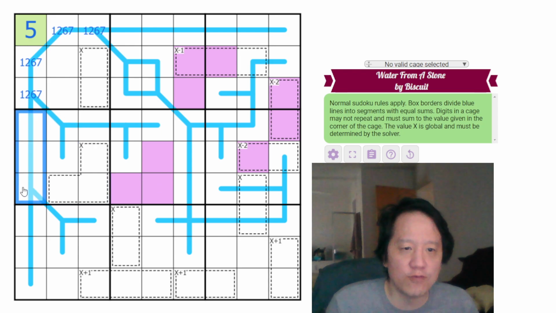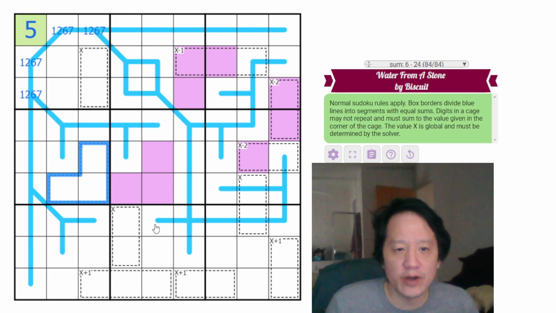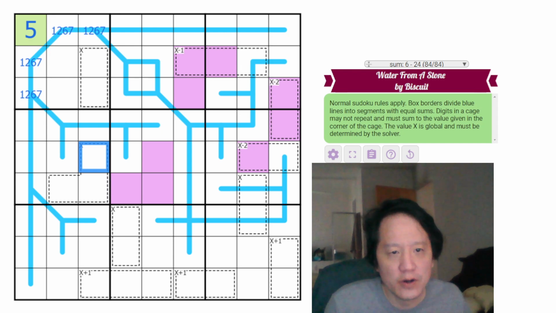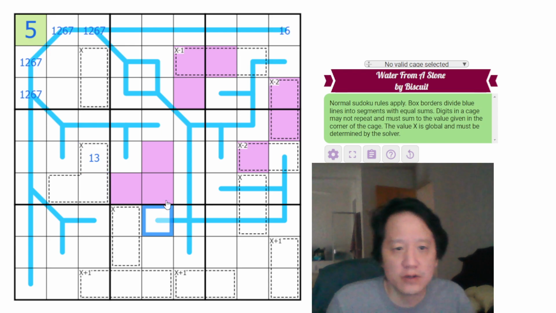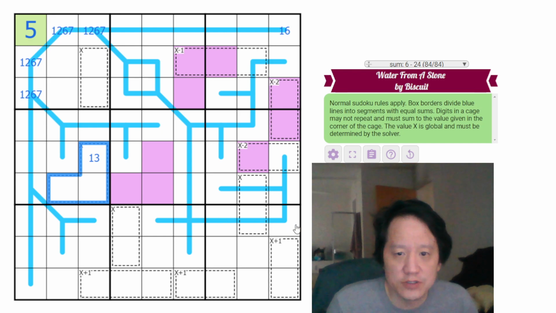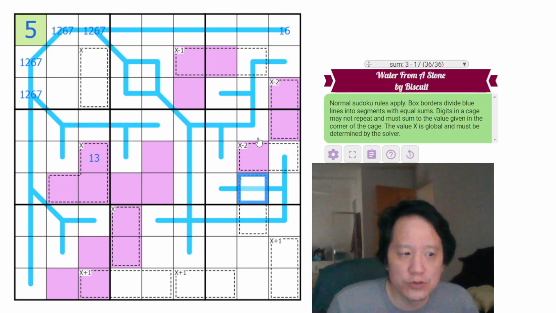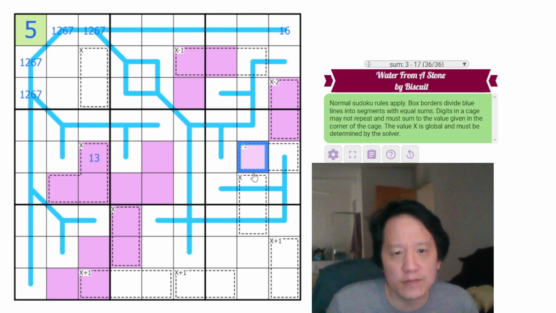Aha. So we have 1 and 2. So x is 13. So x we know is 13. Y is 16. Right, so that also adds up to 13. So this is 13. We know this is 13. So this is 11, right? Because x is 13. We know this is 11.